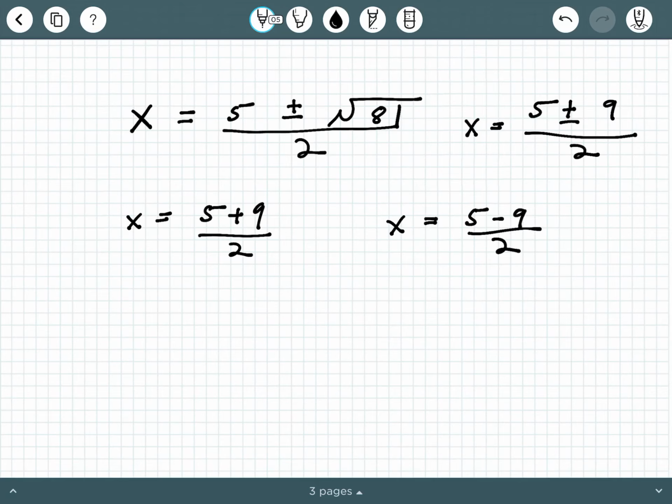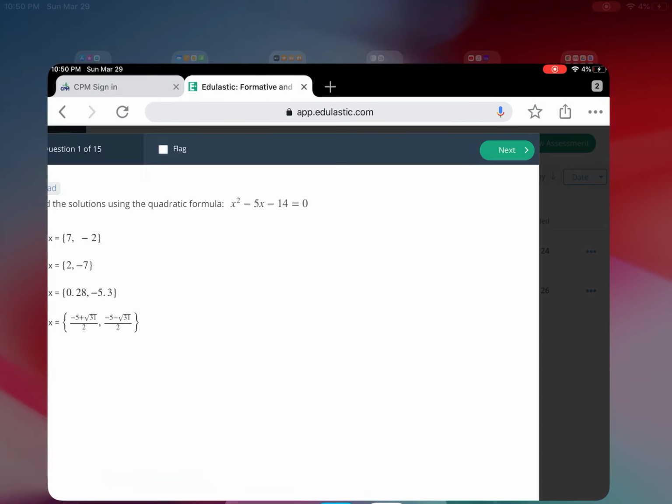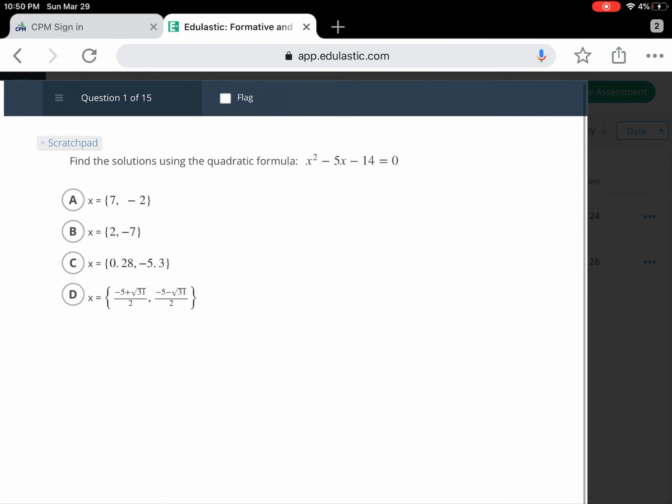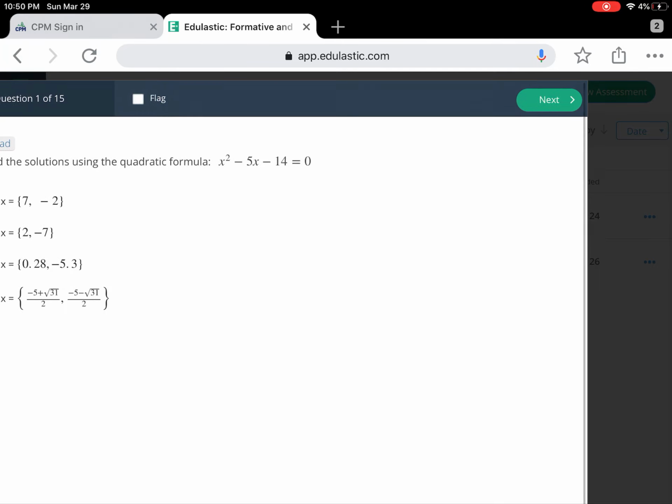If we solve those out, we get 14 over 2, or 7. And then here we get negative 4 over 2, or negative 2. So that tells us our solutions for x are 7 and negative 2. If you go back and look at that assessment, that was the first choice, x equals 7 and negative 2. So that's just a matter of using the quadratic formula.